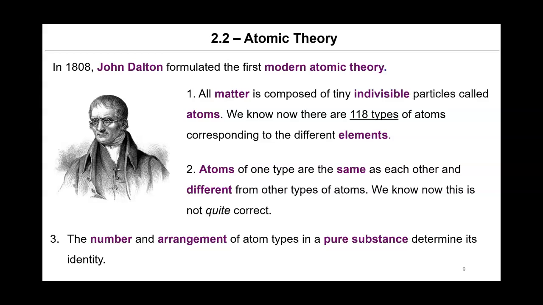The third point that Dalton made was that it is the number and arrangement of atom types in a pure substance that determine its identity. So the reason that water is H2O is because it is composed of 2 hydrogen atoms bound to 1 oxygen atom. And the reason that hydrogen peroxide is H2O2 is because we have 2 hydrogen atoms bound to 2 oxygen atoms. So what I hope you see is that both the number of each atom type and how they're connected to each other is what gives a pure substance its identity.